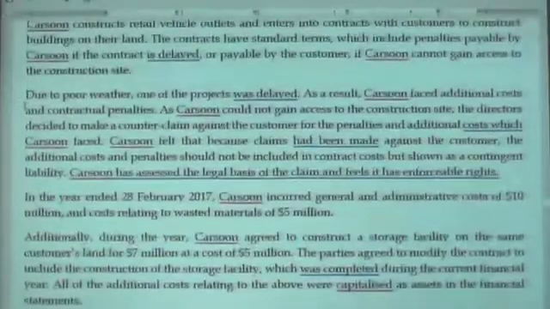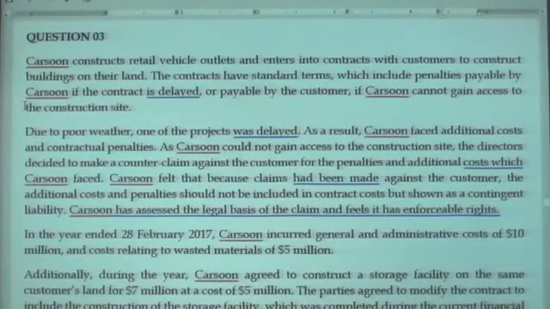Then let us take this example. This is a nice example covering many areas of the standard. Carsoon constructs retail vehicle outlets and entered into contracts with customers to construct buildings on their land. The contracts have standard terms which include penalties payable by Carsoon if the contract is delayed, or payable by the customer if Carsoon cannot gain access to the construction site. Clear?